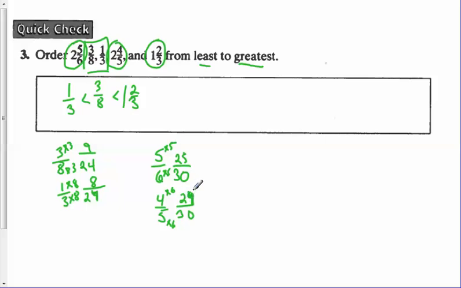I can see that 24 is less than 25, so that must mean that 2 and 4/5 is less than 2 and 5/6. So my complete order from least to greatest would be 1/3 is less than 3/8, which is less than 1 and 2/3, which is less than 2 and 4/5, which is less than 2 and 5/6. That brings us to the end of 4.8, comparing and ordering fractions.